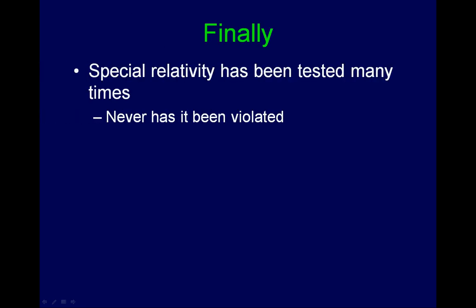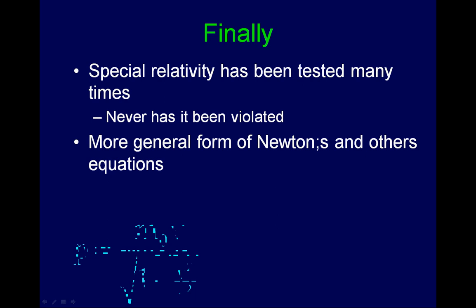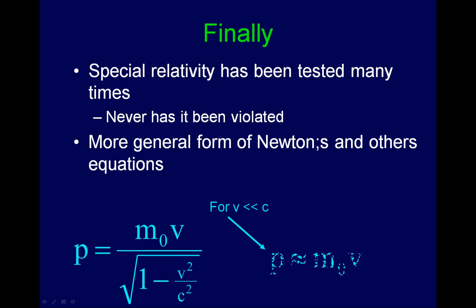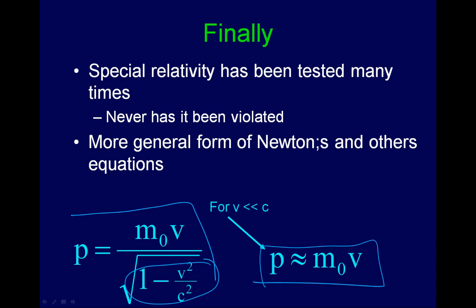And so finally, special relativity has been tested many times. Never has it been violated. In fact, some numbers that come as a consequence of special relativity have been tested as accurately as just about any number in science. These are basically a more general form of Newton's and others' equations. For instance, with the momentum, it's this big ugly thing here, but for everyday speeds like we deal with, this bottom part is basically 1, and the momentum is just m times v like we like. Okay, all right.